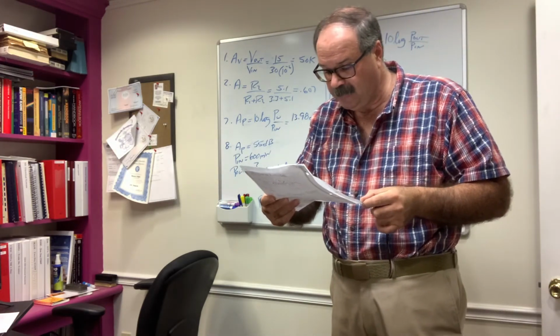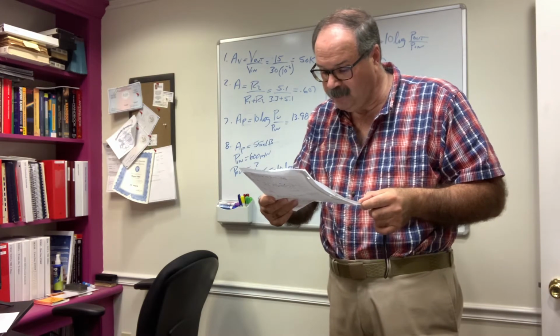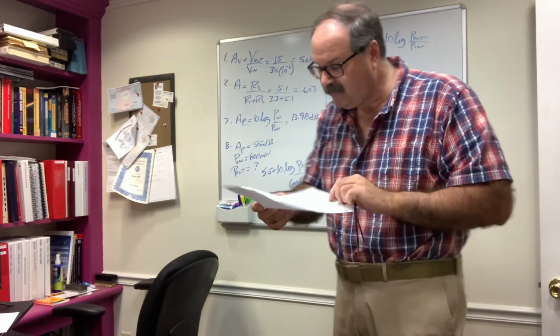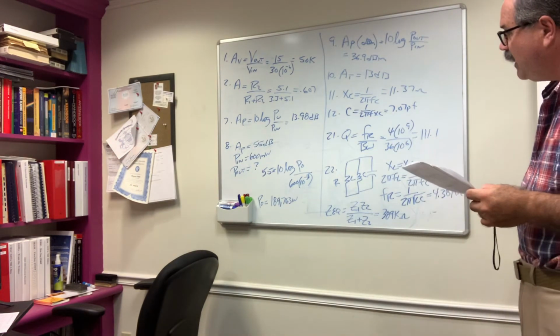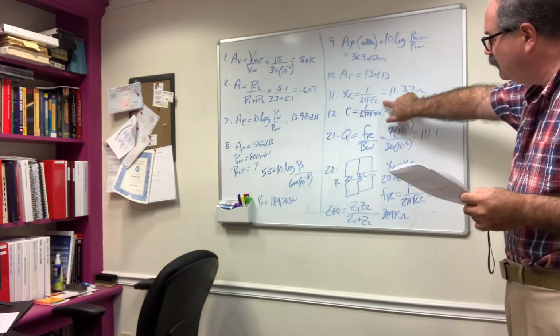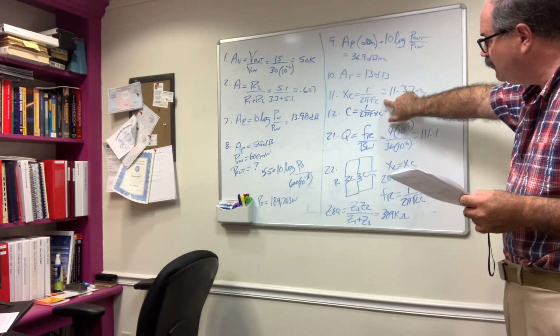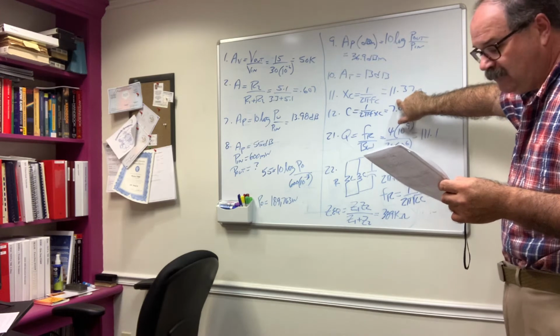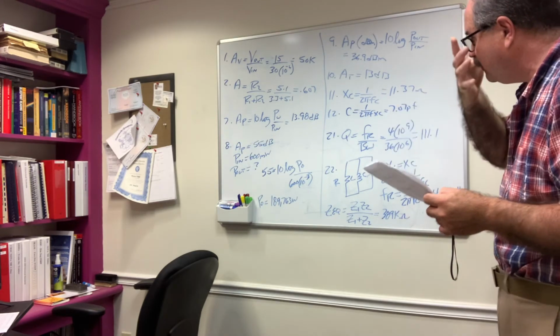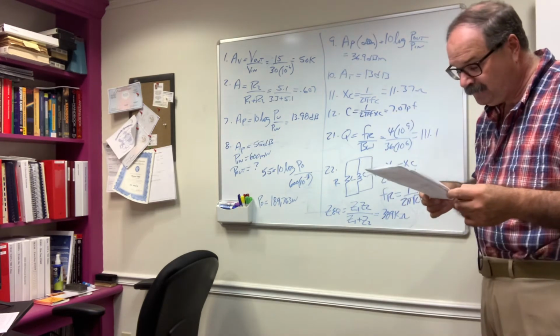Question number 11. What is the reactance of a 7 picofarad capacitor at 2 gigahertz? So capacitive reactance, X sub C, is equal to 1 divided by 2 pi times the frequency times the value of the capacitance. Plug these numbers in. We will get an overall capacitive reactance of 11.37 ohms.